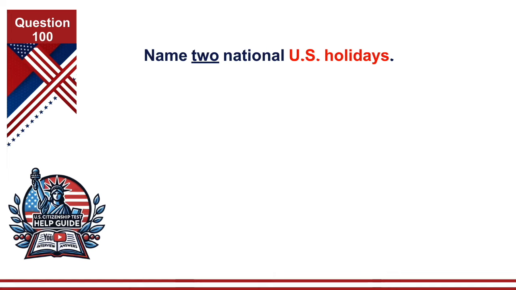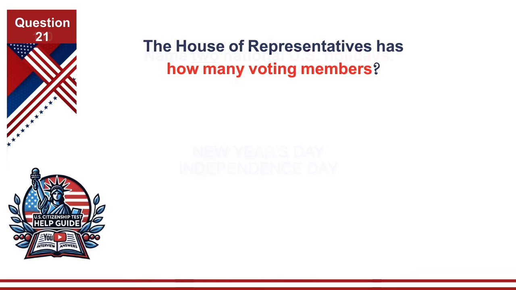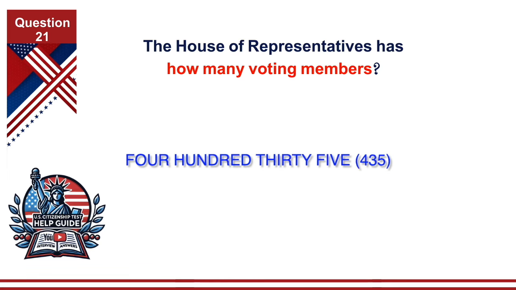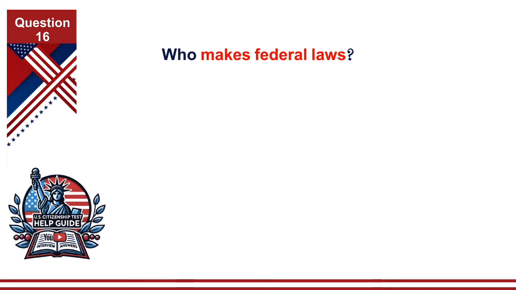Name two national U.S. holidays. New Year's Day. Independence Day. The House of Representatives has how many voting members? 435. Who makes federal laws? Congress.